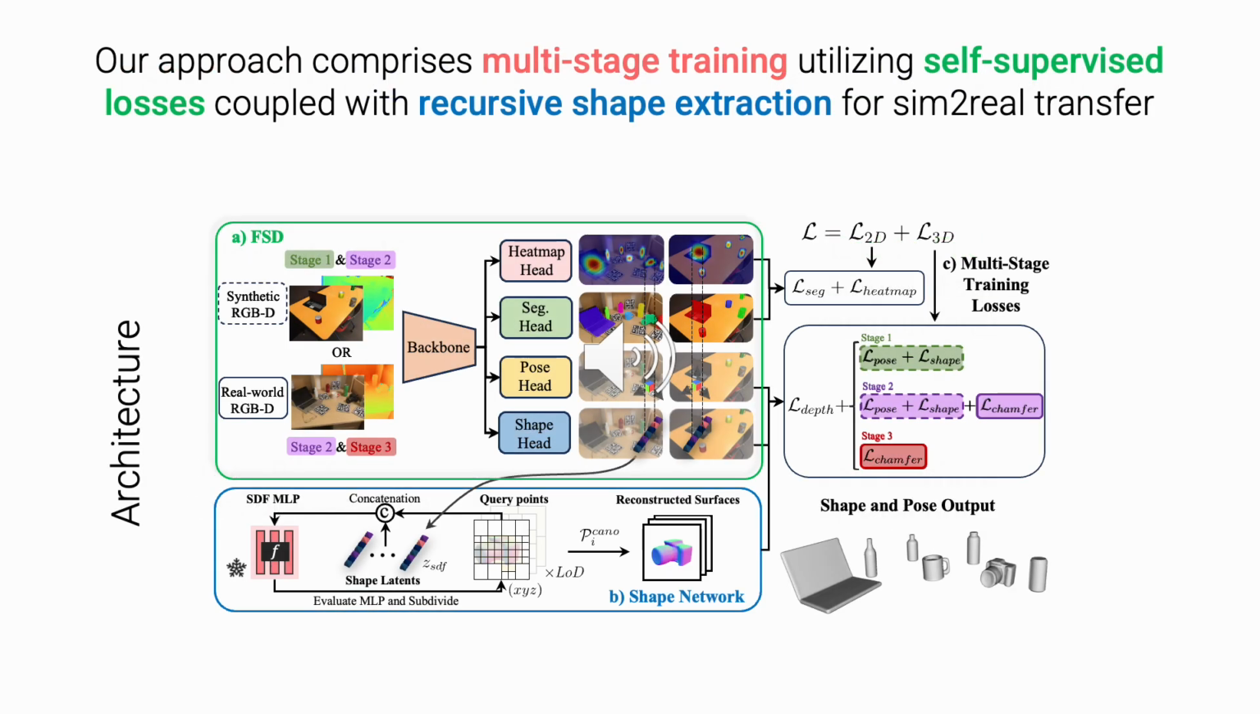Our approach comprises multi-stage training utilizing self-supervised losses coupled with recursive shape extraction for sim-to-real transfer. The network consists of two major components: A, a detection module for detecting the 2D location of objects, and B, a 3D prediction module for predicting the 3D shape, 6D pose and size of all the objects in the image.